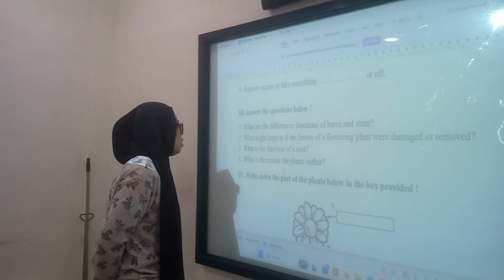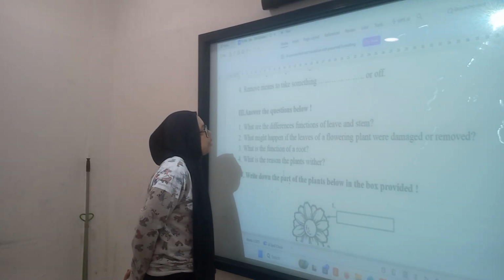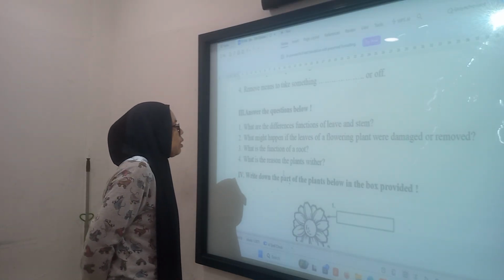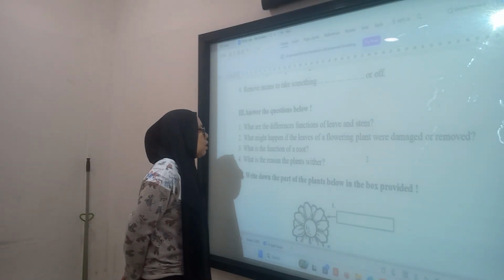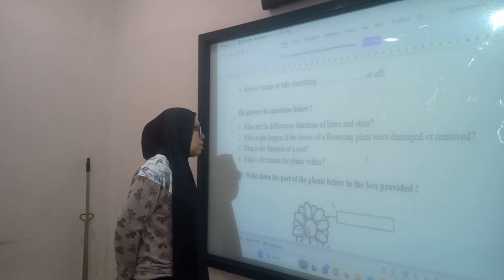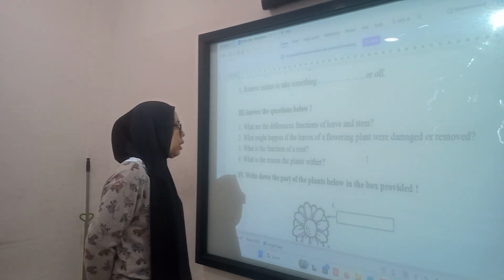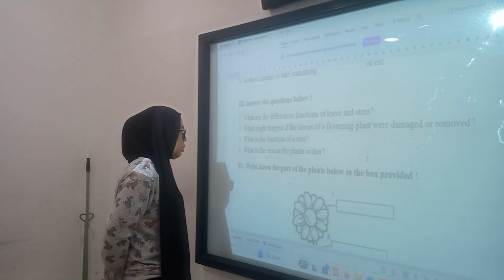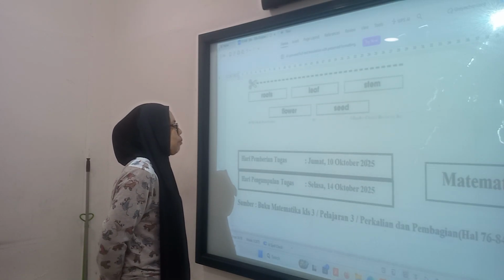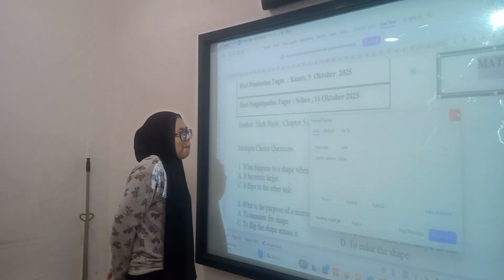Number four: what are the reasons for the plants to wither? There are many reasons why a plant withers. One of the reasons is the lack of water and food, which can cause the plants to wither. Okay, now we move to math.